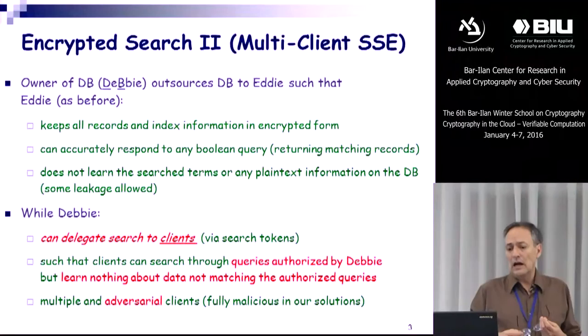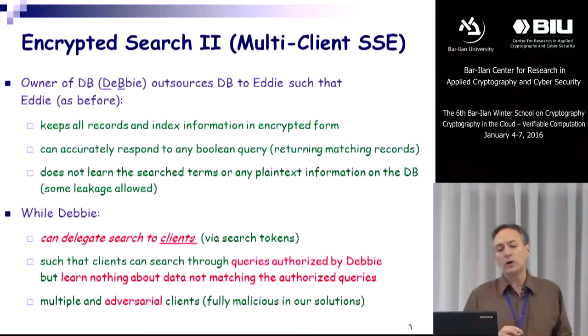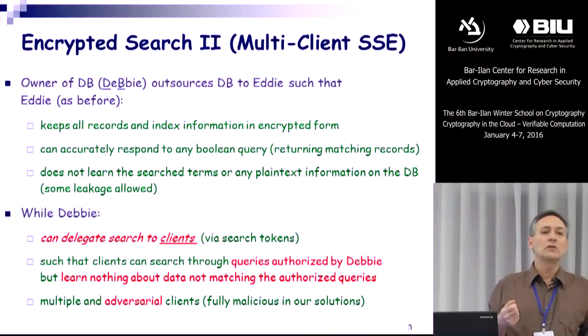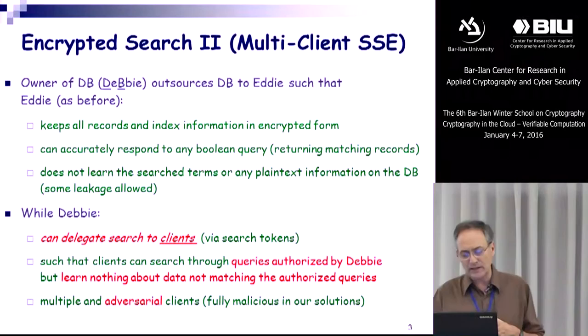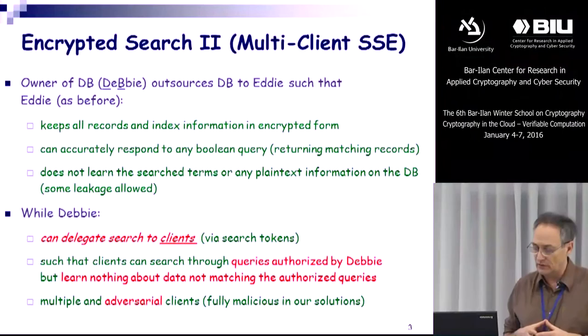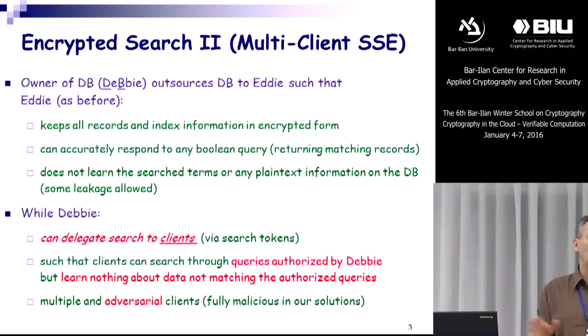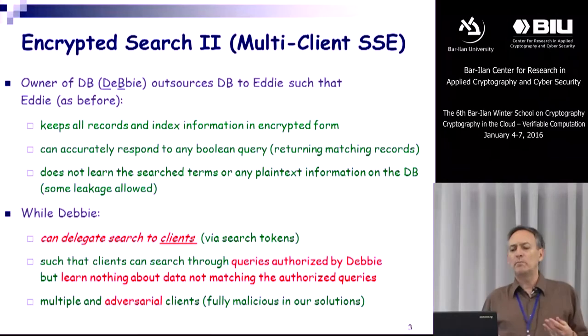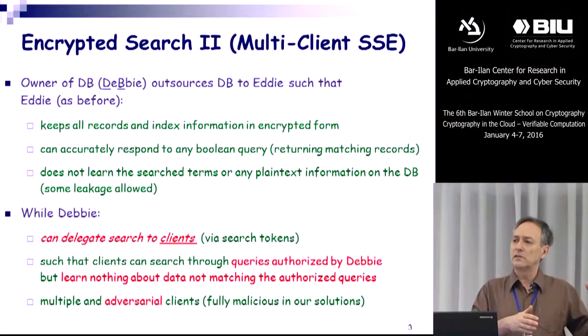the cloud. As before, Eddie keeps the encrypted data and will serve queries coming from clients. Now, the clients will come with tokens provided by Debbie. And again, they can search through queries that are authorized by Debbie and learn nothing beyond the results for these queries. In this model, clients are multiple, malicious, colluding. I mean, they will do anything to break the scheme. So it means that when we prove a theorem claiming security, the claim will be that the scheme is secure up to some leakage to the client that we will define.